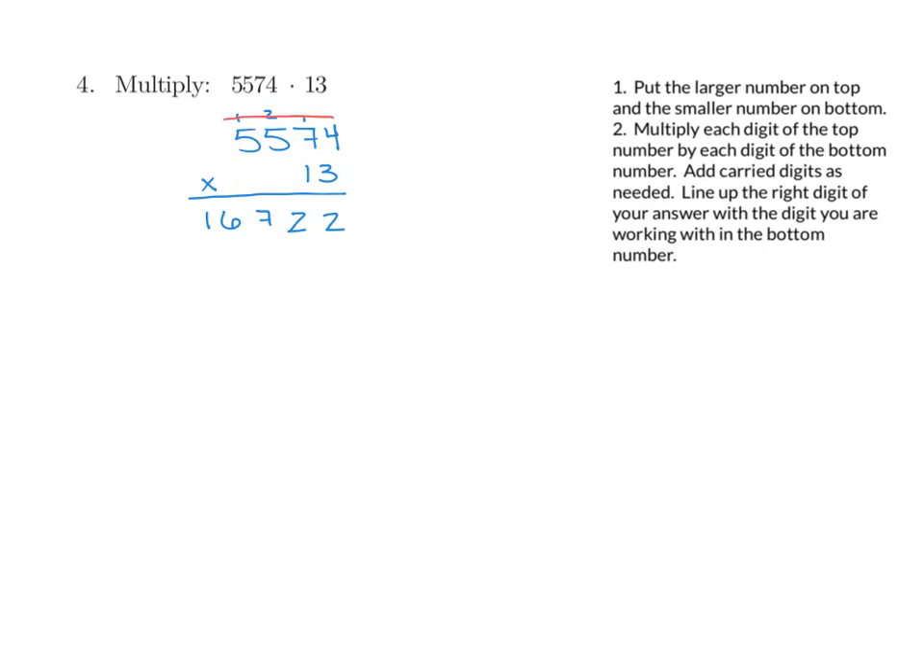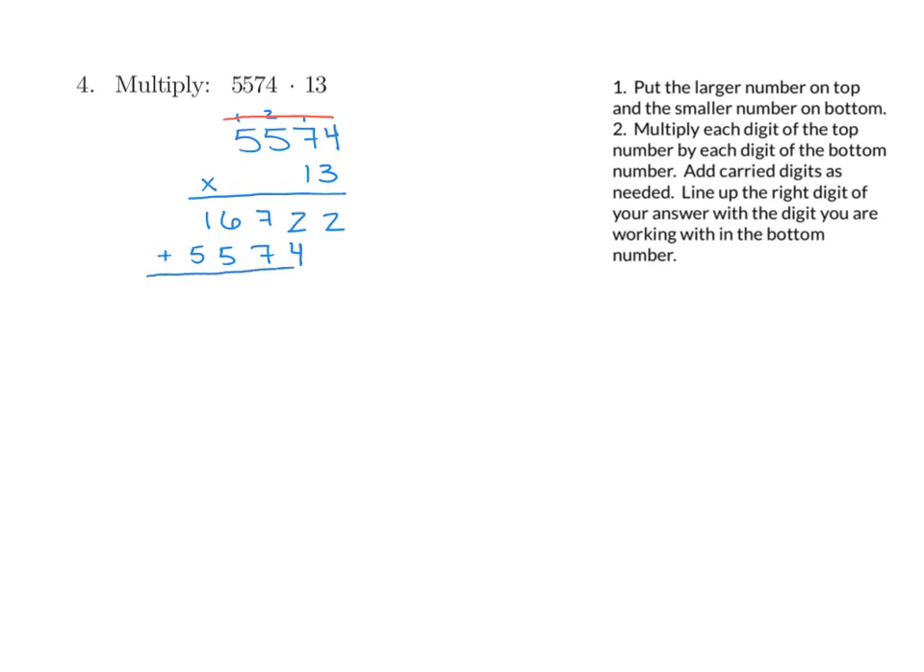Okay, let's go ahead and multiply by 1 now. 1 times 4 is 4, and I want to line it up underneath the left 2. We're going to angle our answer in. 1 times 7 is 7. 1 times 5 is 5. And 1 times 5 is 5.